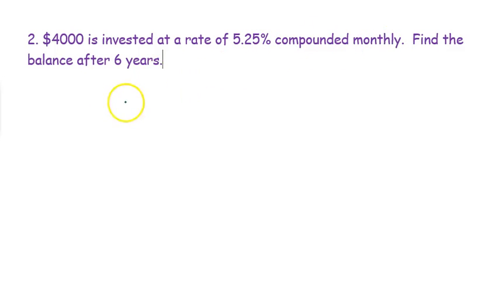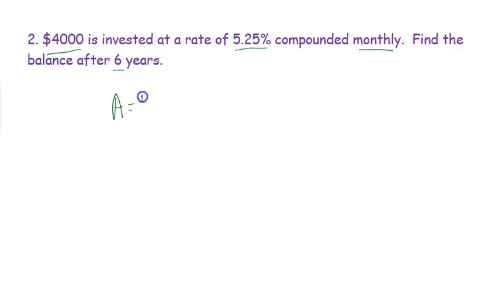Okay, for our second example, we're going to use $4,000. We're going to invest it at 5.25% compounded monthly. Find the balance after 6 years. So again, 4,000 is going to be our P. It's our starting amount. Here's our rate, which we will need to change to a decimal. And then it's compounded monthly. So that means our N is 12. Again, we're using 6 years, so that is going to be our time. I'm trying to find the ending amount, so I'm going to leave that as A.